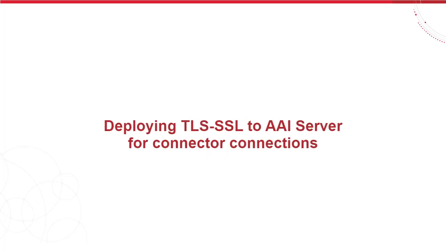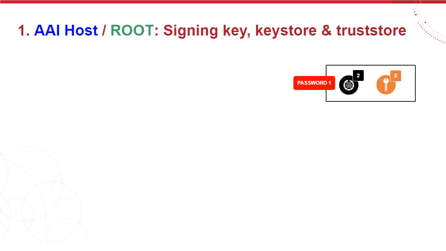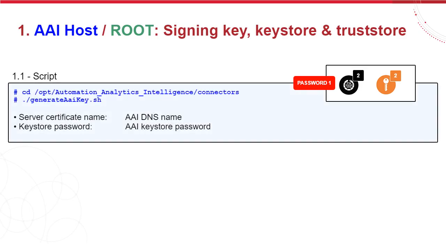We move on to the second part, enabling TLS-SSL for connector connections. We will work on the AAI host. Securing these communications involves generating a key to sign connector certificates. It also requires a trust store so that we know who the remote systems are. We create the key store and key and use the AAI key store password. This will generate all the items you need.